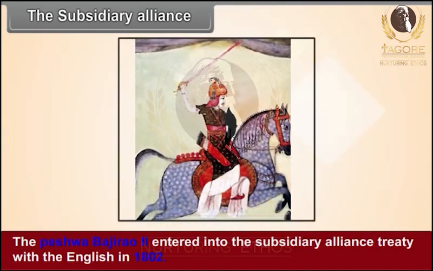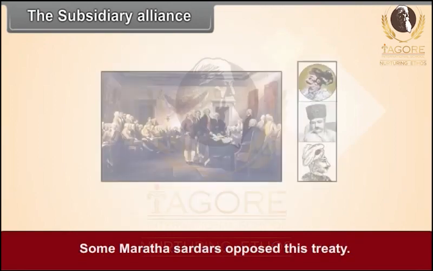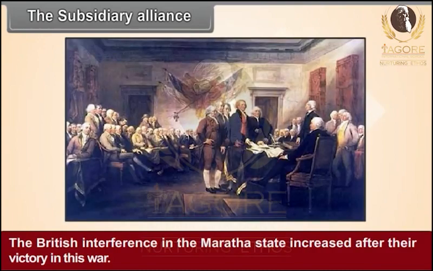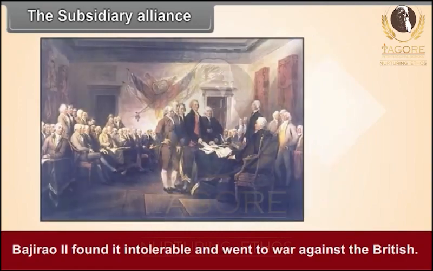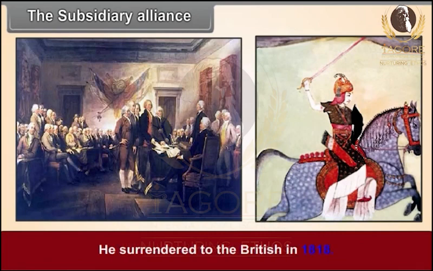The Peshwa Bajirao II entered into the subsidiary alliance treaty with the English in 1802. This treaty is known as the Treaty of Bassein or Vasai. Some Maratha Sardars opposed this treaty. This led to the Second Anglo-Maratha War. The British interference in the Maratha state increased after their victory in this war. Bajirao II found it intolerable and went to war against the British. He was defeated in this war. He surrendered to the British in 1818.